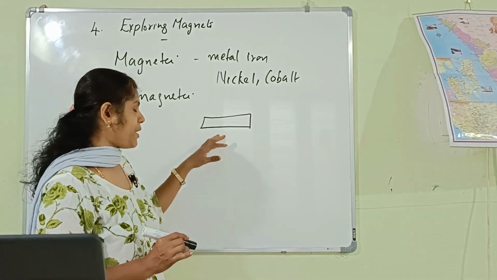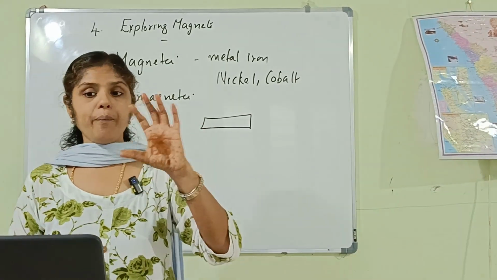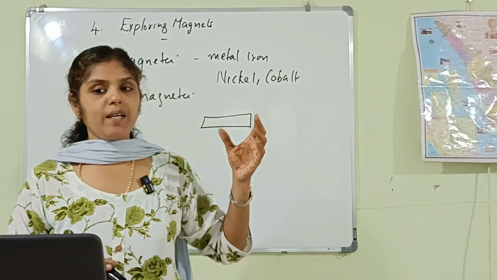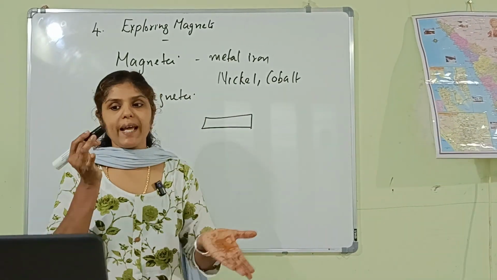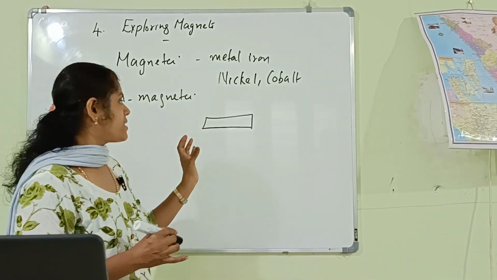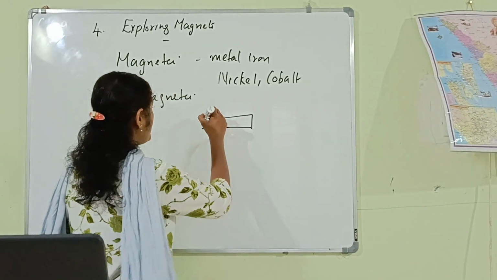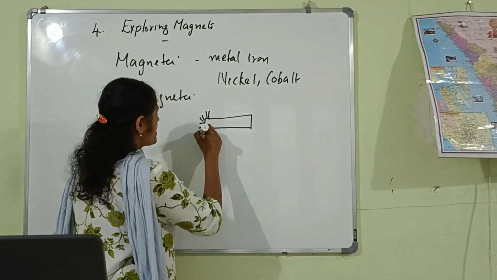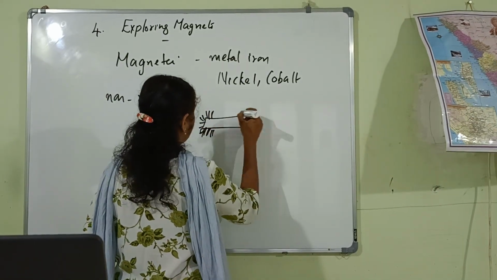You have to spread some iron filings on a paper, then place a bar magnet over them, then tap the paper. What happens to the iron filings? You can see that the iron filings stick to the magnet. So it sticks to the magnet.